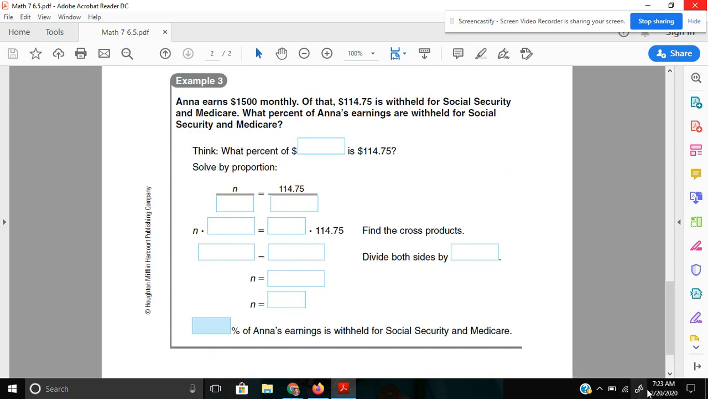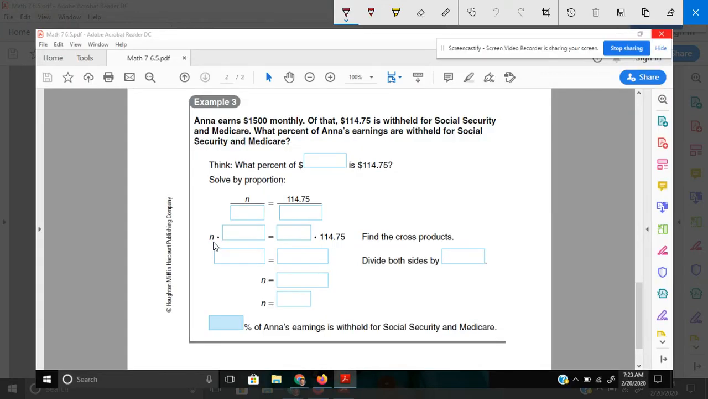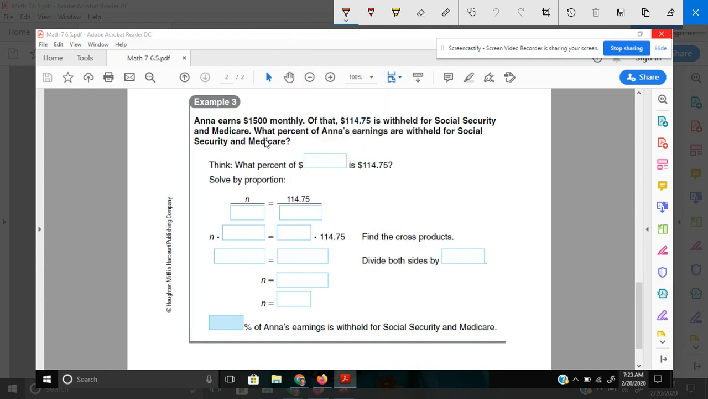And I'm going to start by telling you that the book does it one way, and this one way is helpful to know how to do it, but there's also another way, and so I'll try to show you both here quick. It says Anna earns $1,500 monthly. Of that, $114 is withheld for Social Security and Medicare, which is pretty normal. We're looking for what percent of her earnings did Social Security and Medicare withhold from her check.